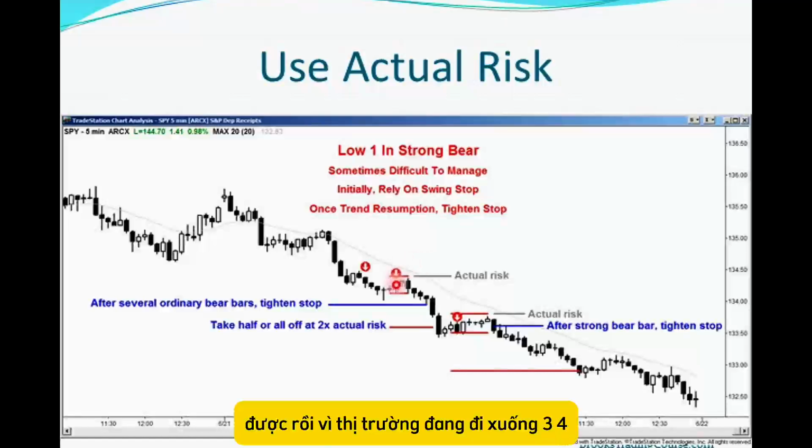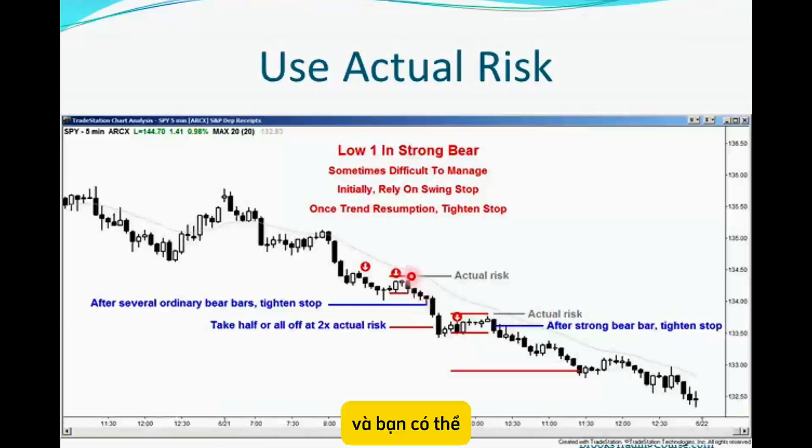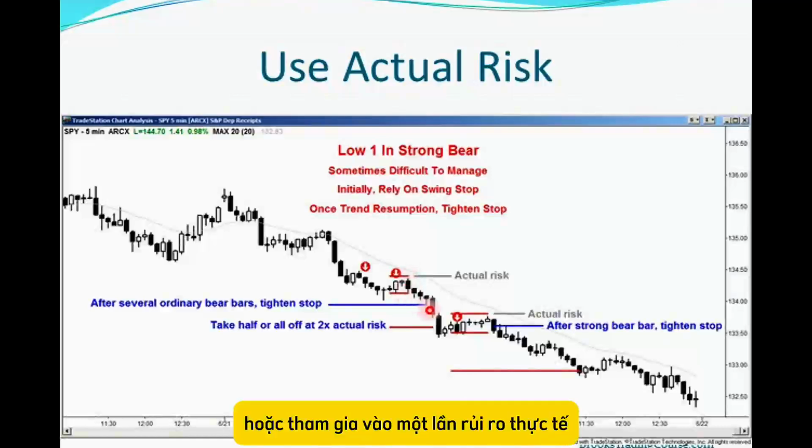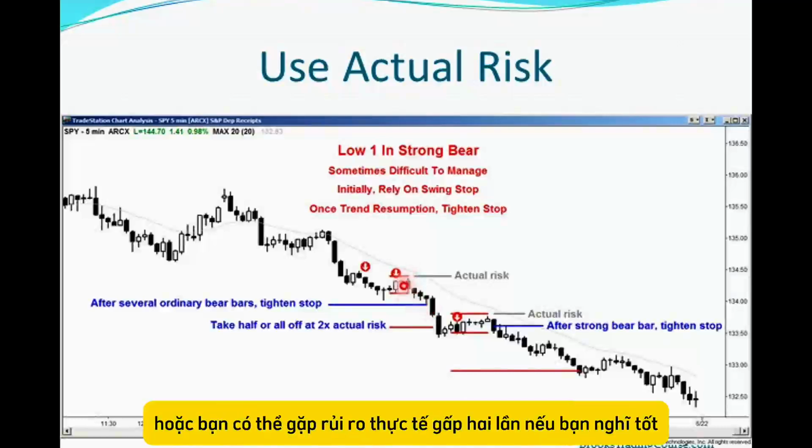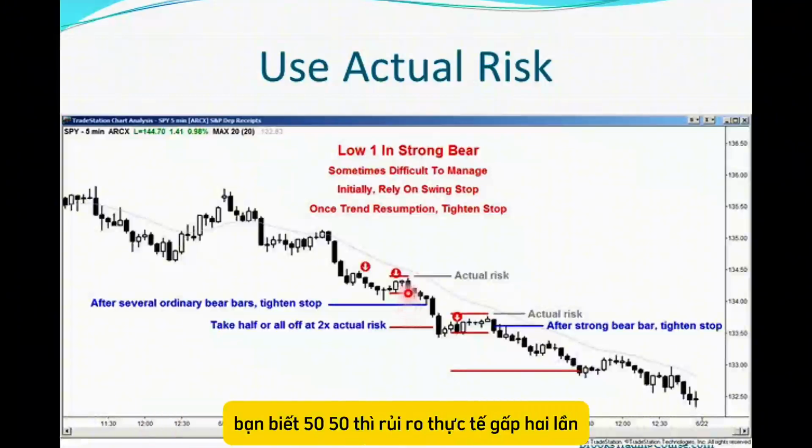Okay, so as the market is going down 3, 4, 5 bars, you believe the trend is resuming, so you know your actual risk is right here. And you could either take part off at 1 times actual risk, or you could go for 2 times actual risk. If you think, well, maybe the probability is 50-50, then go for 2 times actual risk.